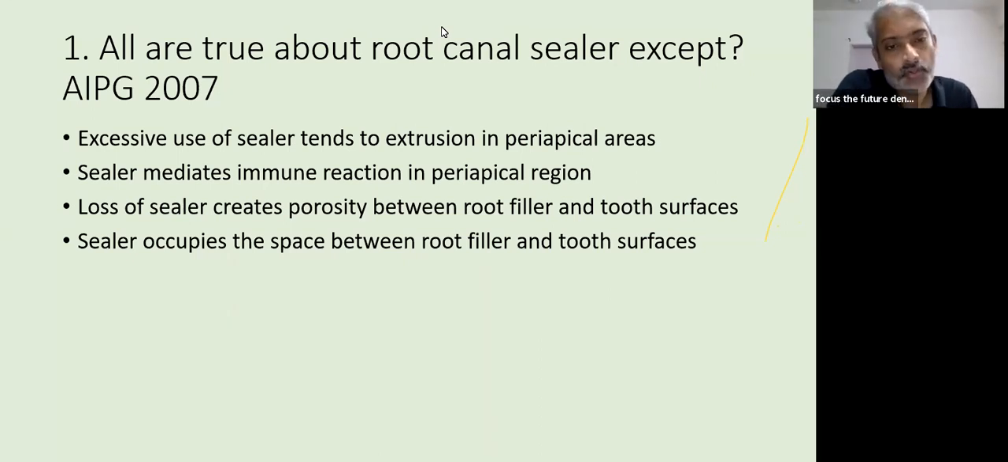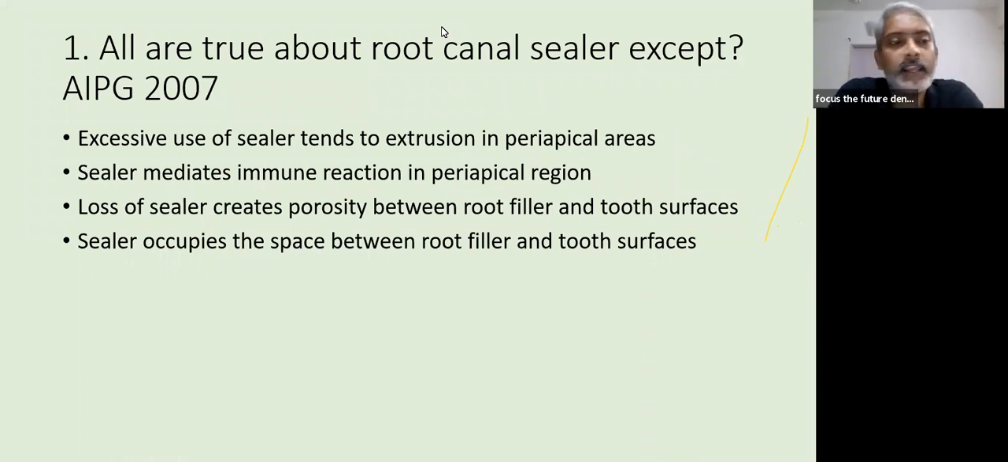So in this question, what you have to be careful about is a very important word, that is except. They are asking about root canal sealer, and they are telling that all are true about root canal sealer except one. So you have to find out the one which is false about root canal sealer. Certain questions are confusing. It may not be straightforward. So always look out in your question for certain words like except or none other than, because otherwise you might end up with a wrong answer.